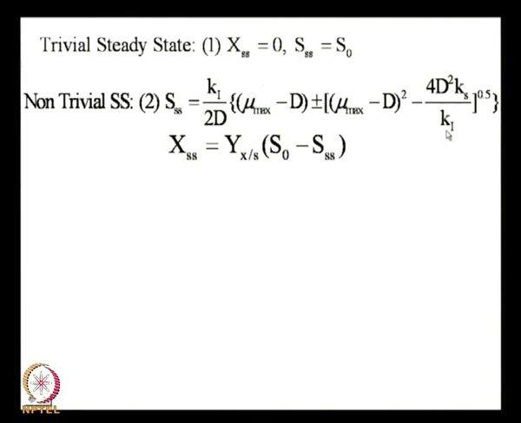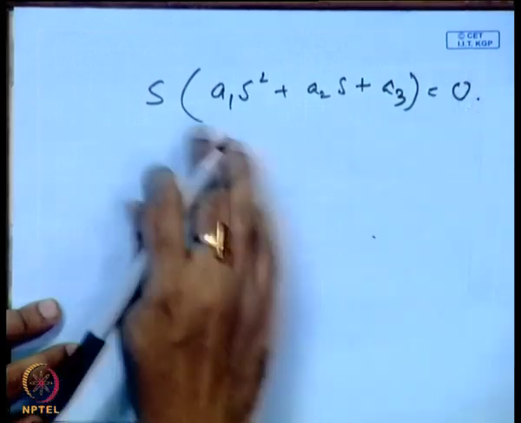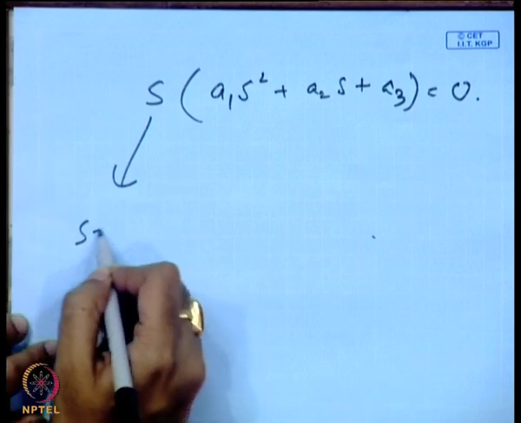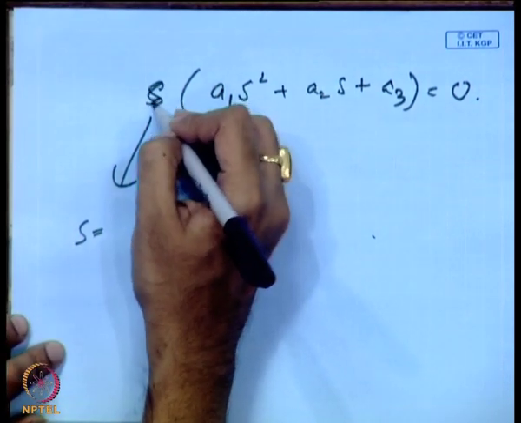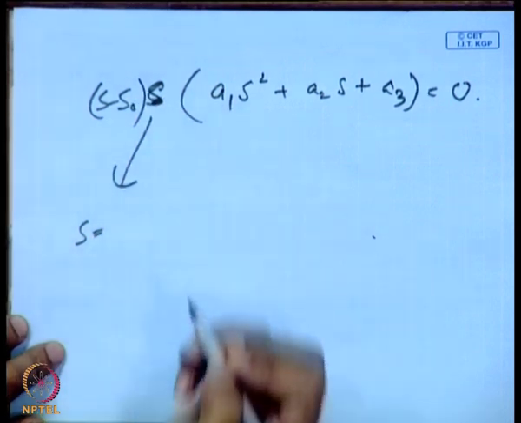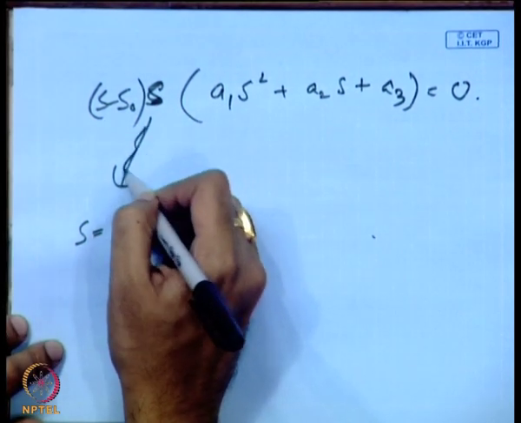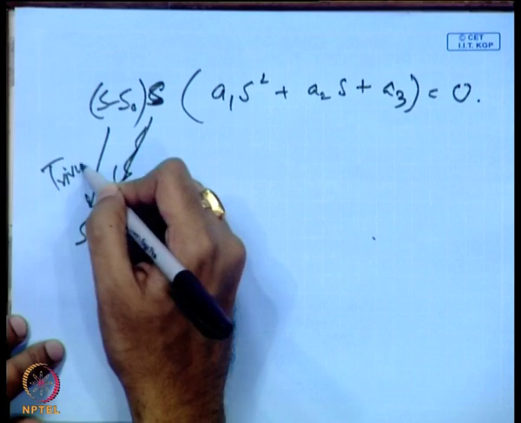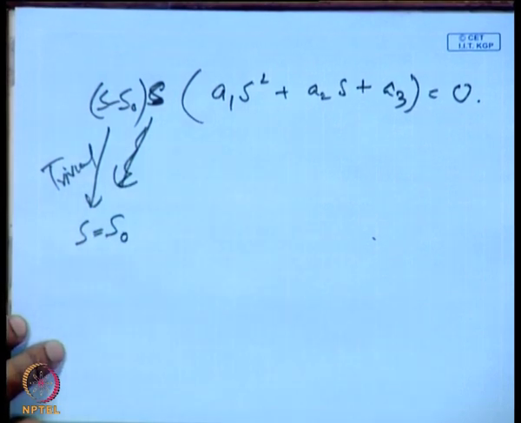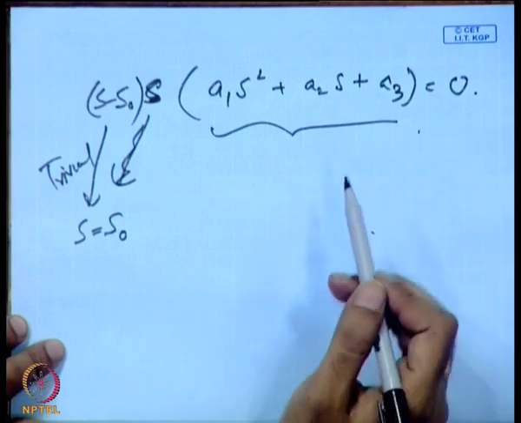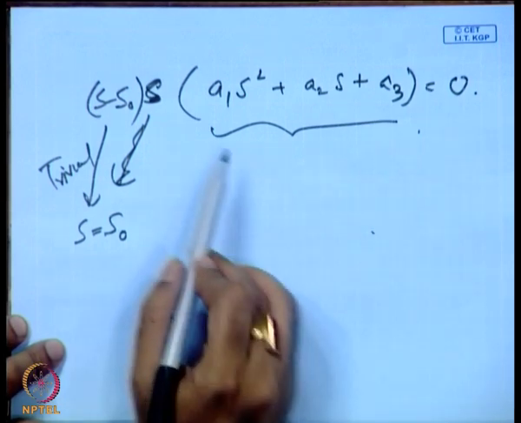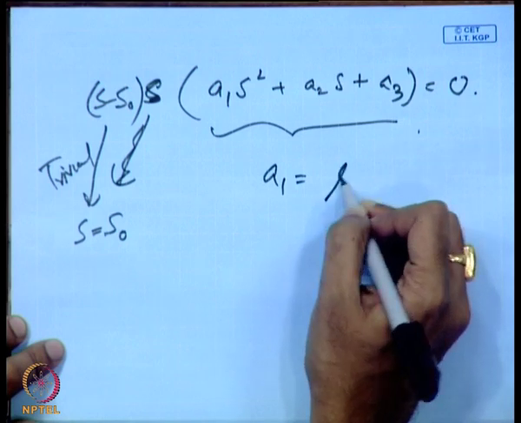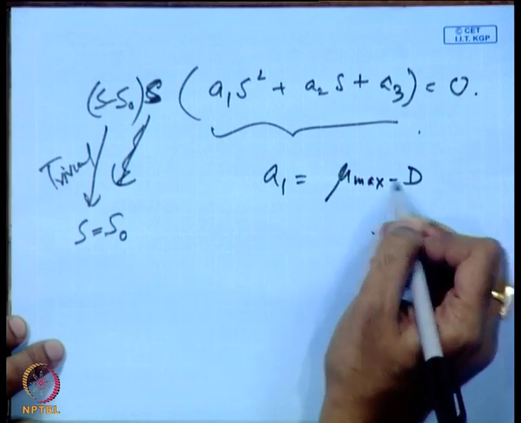If this thing is like s, the cubic form will be some s times a1 s square plus a2 s plus a3 equals 0. This is the form once you put that. Sorry, this is not s minus s naught. This part, the trivial solution, will give you s equals s naught, and this is the non-trivial part. So, this is a quadratic you can solve, but what I am trying to say is that a1 equals mu max minus d.